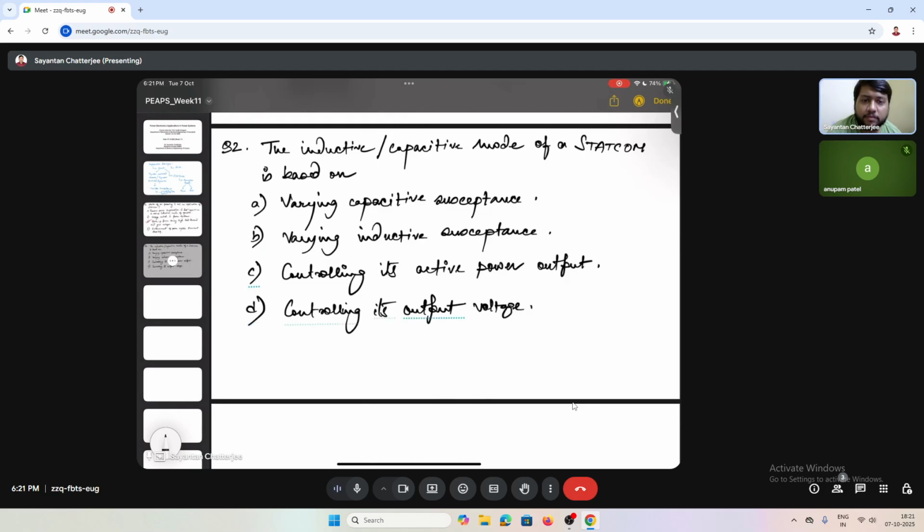So this is the question. The inductive or capacitive mode of STATCOM is based on these four options: varying capacitive susceptance, varying inductive susceptance, controlling its active power output, controlling its output voltage. D will be the answer, sir. C is the answer.